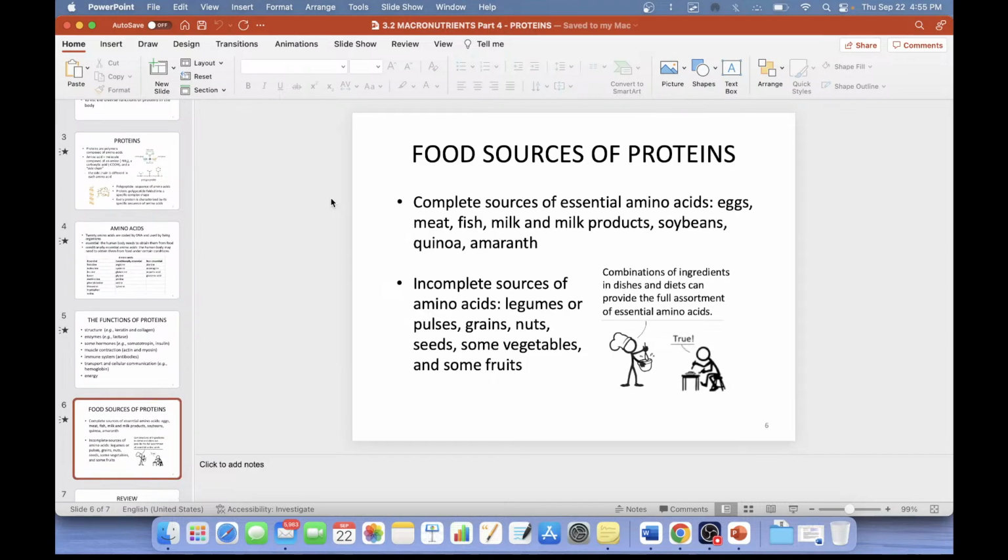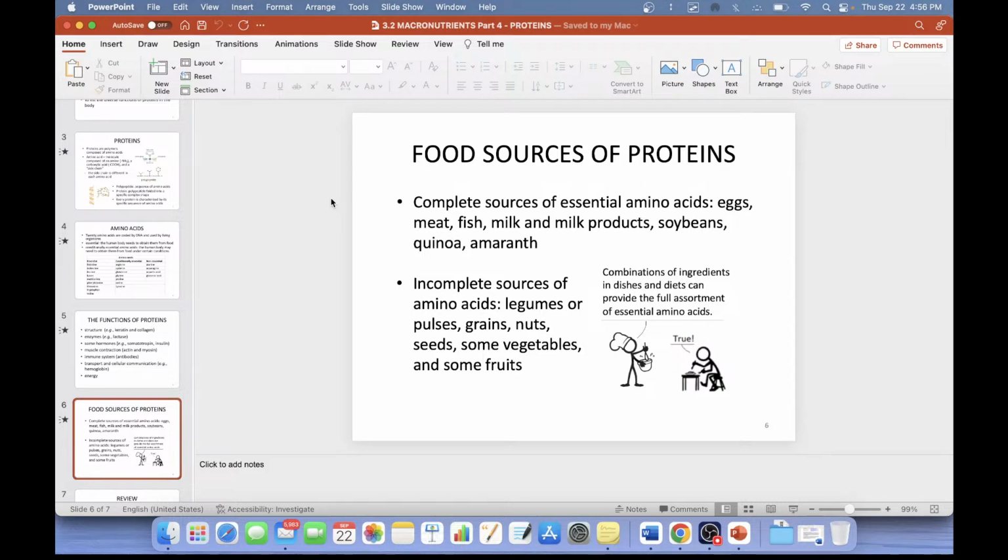What are the food sources of proteins? Well, there are certain foods that are complete sources of all the essential amino acids. So eggs, meat, fish, milk and milk products, soybeans, quinoa and amaranth. Quinoa and amaranth being two of the ancient grains, that is, grains that were cultivated since ancient times by certain people in the Americas. And I think quinoa is not a grain actually. It's a different kind of plant, but it is used largely as a grain.